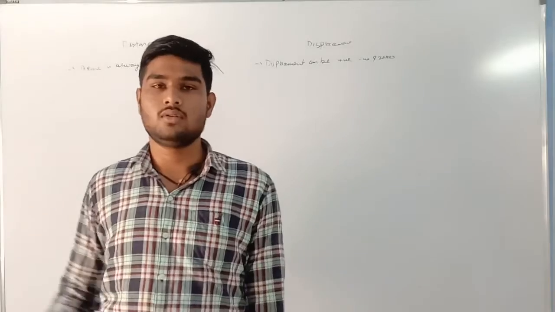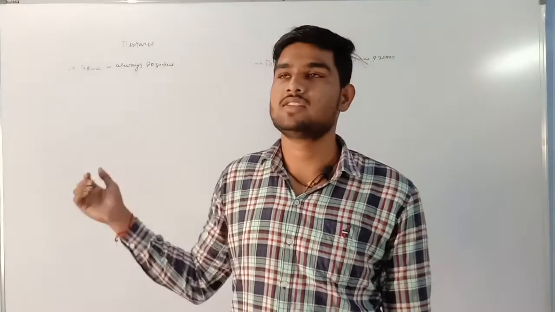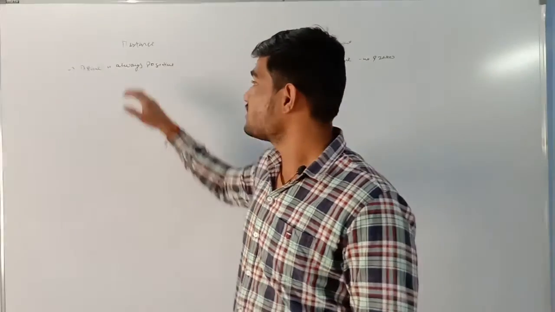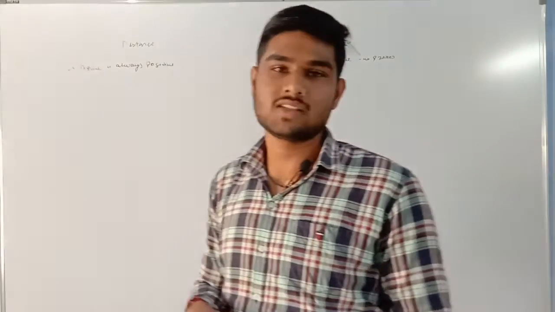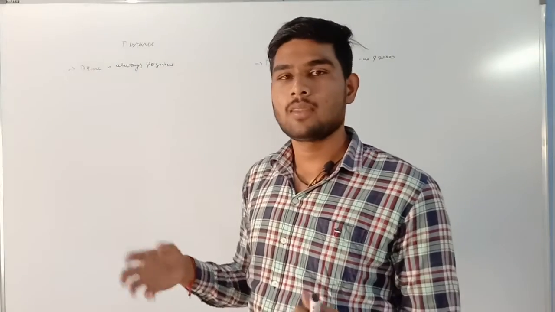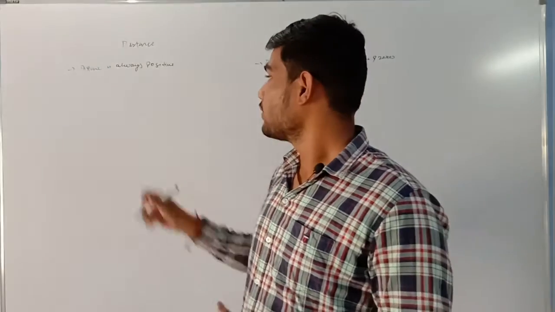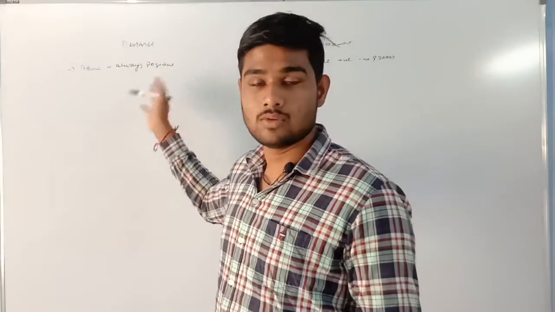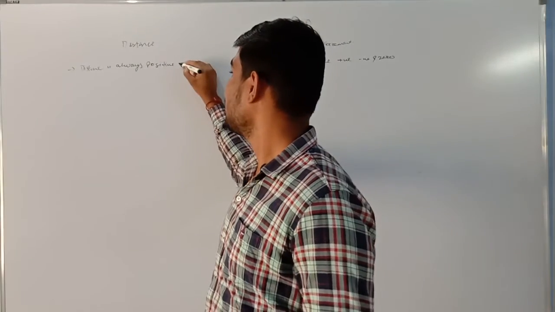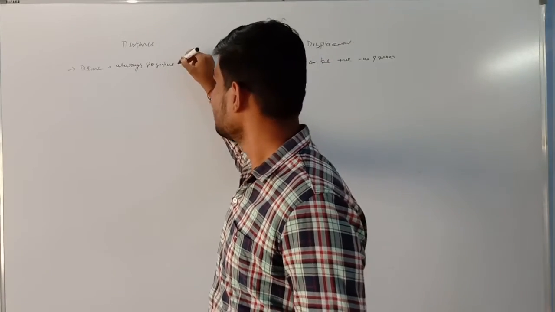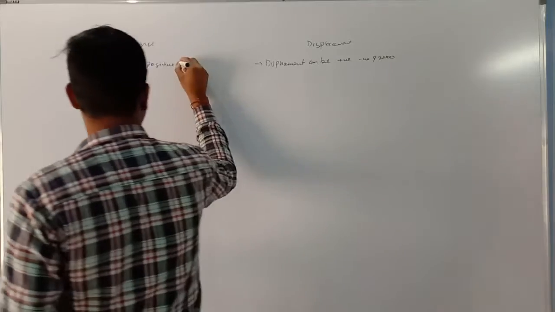Going on with distance and displacement, let's discuss some more points. Distance is always positive. Distance will always be positive, because what is distance? It is only magnitude, not direction included. Okay, so it is always a positive quantity.